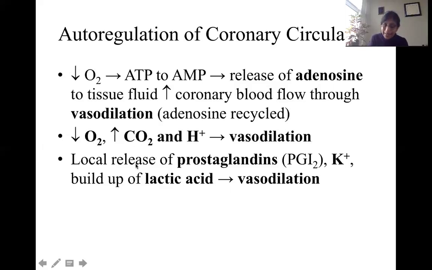Then there are local agents release certain prostaglandins like PGI2 and buildup of potassium and buildup of lactic acid. All of those also could lead to vasodilation. So here is some relief for us. Whenever there is a real shortage of blood supply that leads to decreased oxygen levels locally, that would lead to some vasodilation. So there is that increased amount of blood that flows into the cardiac muscle tissue. All right.